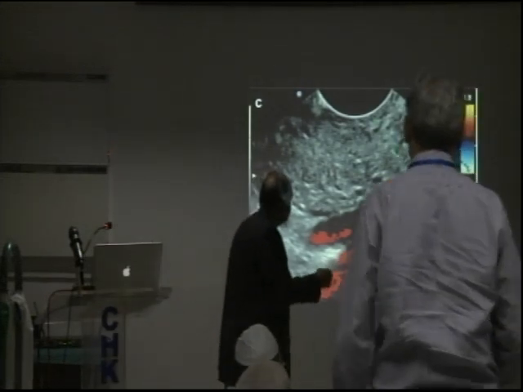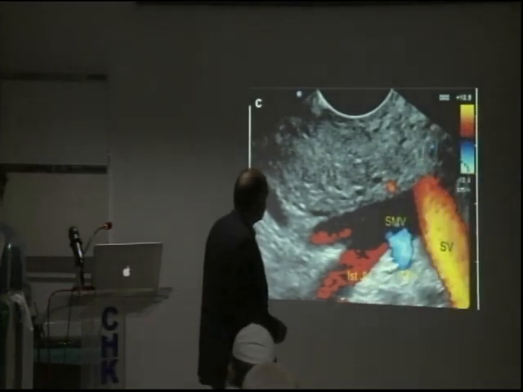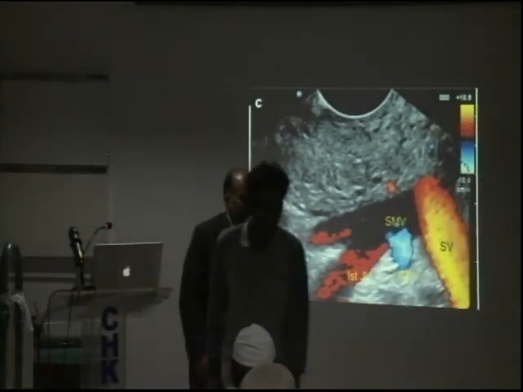Okay, this is the pancreas. This is the splenic vein coming up from here. This is the superior mesenteric vein. This is the first jejunal vein. This is the inferior mesenteric vein.